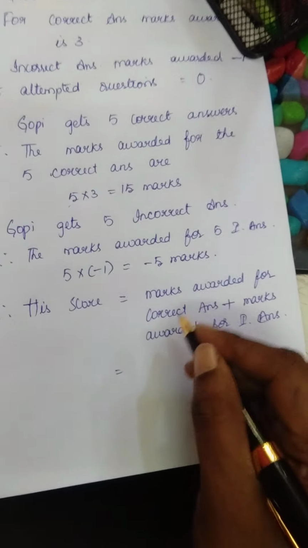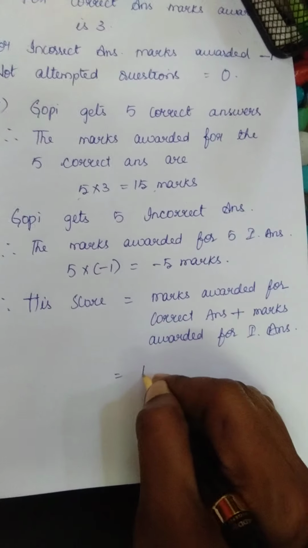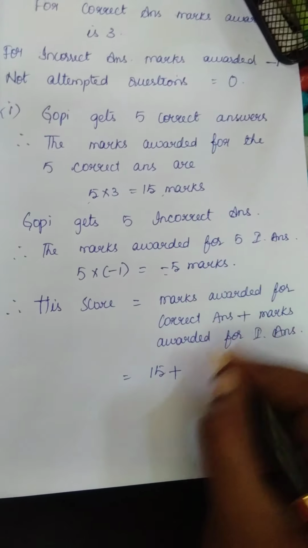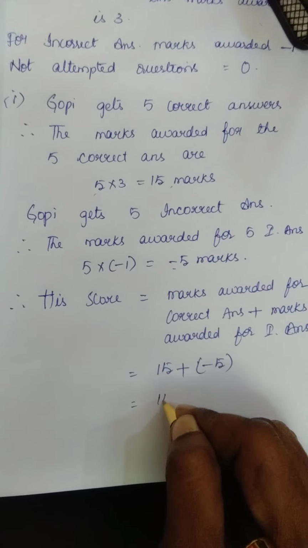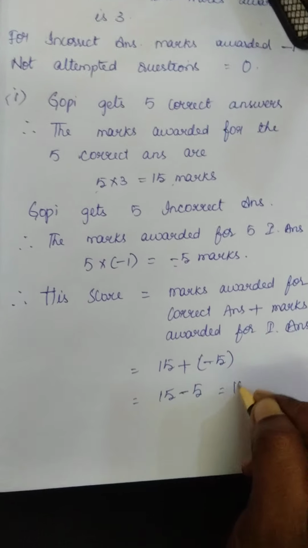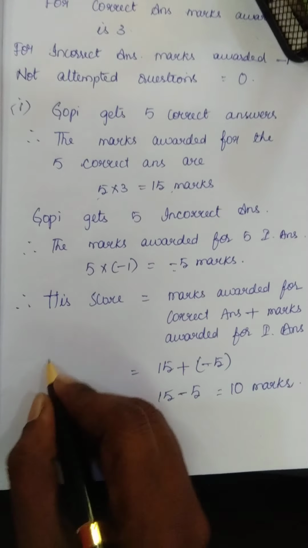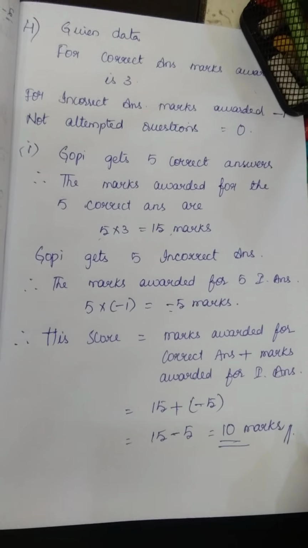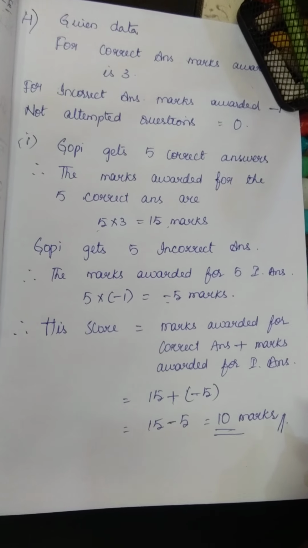Now what are the marks awarded for the correct answers? Tell me. 15 marks, plus marks awarded for incorrect answers is minus 5 marks. Clear? Now 15 plus minus 5 is equal to 10 marks. Finally he got his score as 10 marks. This is your first solution.